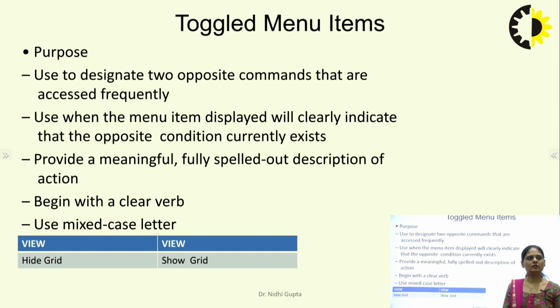So the main purpose is to designate two opposite commands that are accessed frequently. Use them when the menu items displayed will clearly indicate that opposite conditions currently exist. It provides a meaningful, fully spelled out description of actions. Begin with a clear verb. Use mixed letter case. So these are the purposes for the toggled menu items.